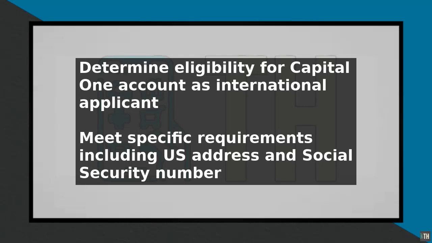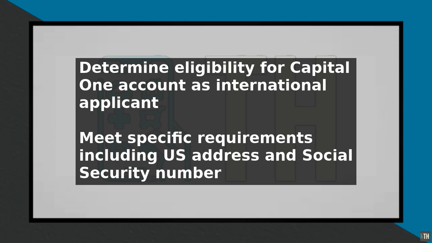To create a Capital One bank account from Pakistan, you will need to follow a series of steps. First, determine if you are eligible to open a Capital One account, as they have specific requirements and restrictions for international applicants. You will need to have a valid U.S. address, a U.S. Social Security number or individual taxpayer identification number, and a U.S. phone number. If you do not have these, you may need to explore alternative banking options.